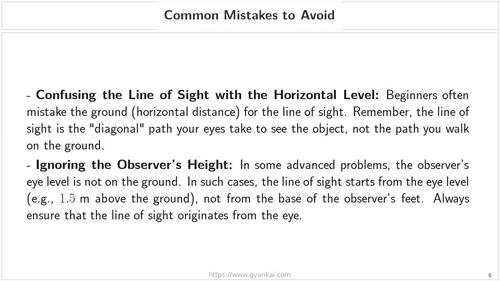Second, be careful not to ignore the observer's height. As we move into more advanced problems, you'll notice that the observer's eye level isn't always resting directly on the ground. For instance, a problem might state that the observer's eye is 1.5 meters above the ground. In these cases, you must remember that your line of sight starts from the eye level, 1.5 meters up, rather than from the base of the observer's feet. Always ensure that your line of sight originates precisely from the eye to ensure your geometric construction is accurate.